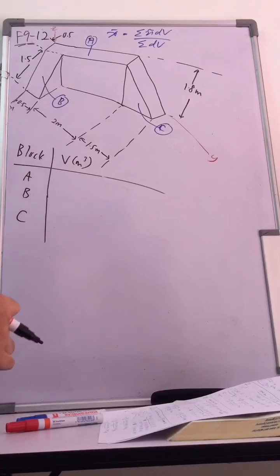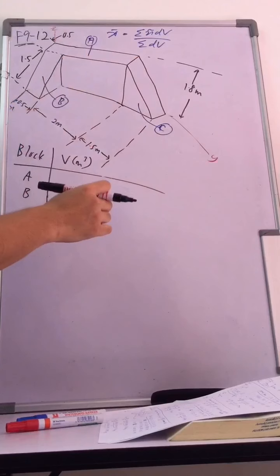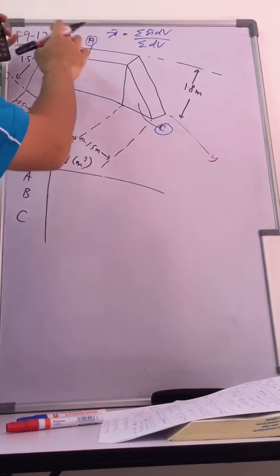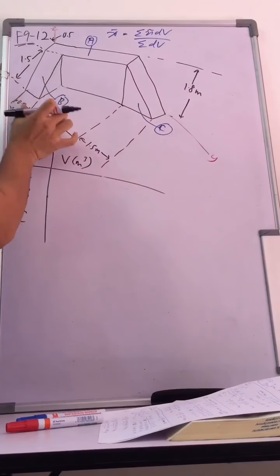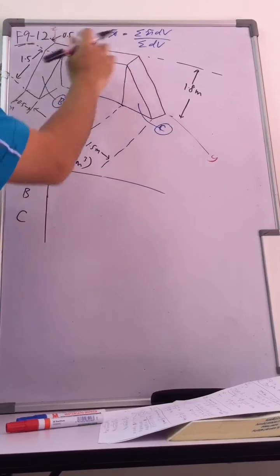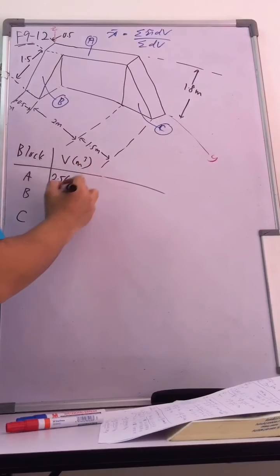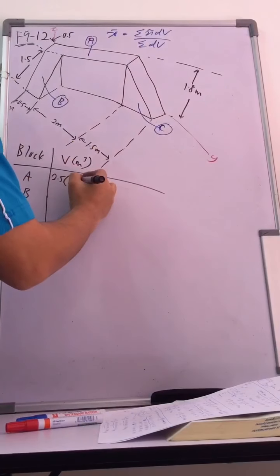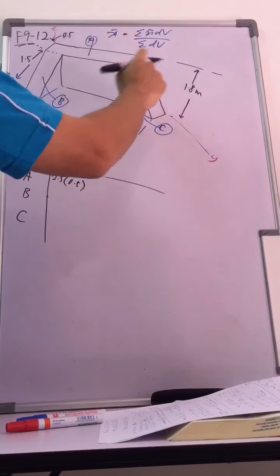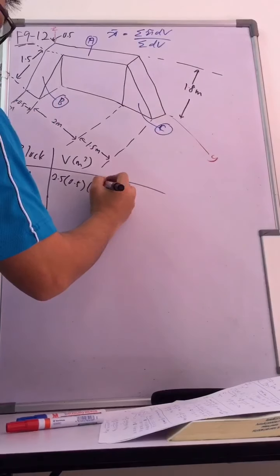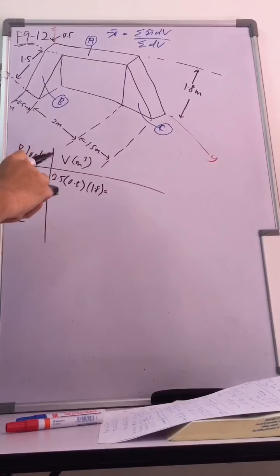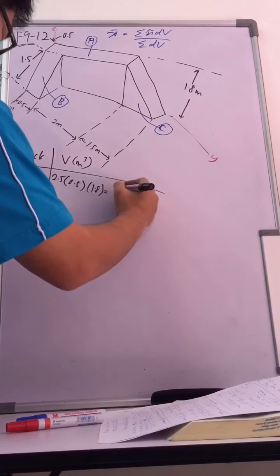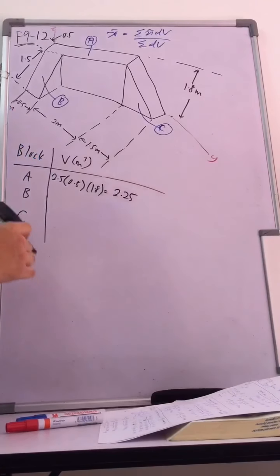Okay. So for V, the volume, the first one, the rectangle. Again, the cuboid, the box. 2 plus 0.5, right? 2.5. So it is 2.5 meter times 0.5 times 1.8, isn't it? So you have 2.5 times 0.5 times 1.8. So you have 2.25 meter cubed.